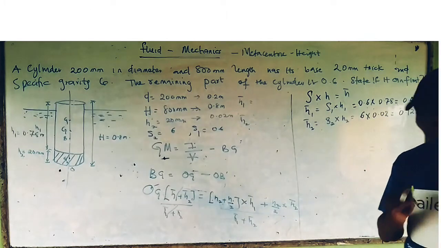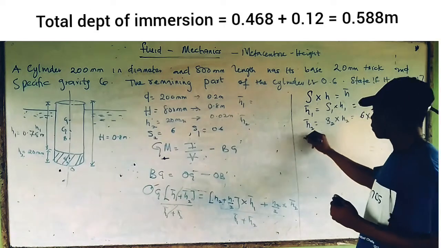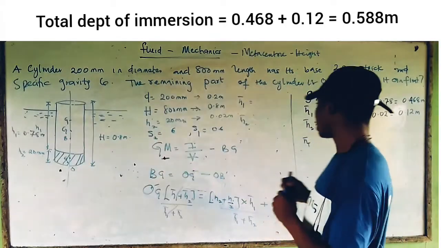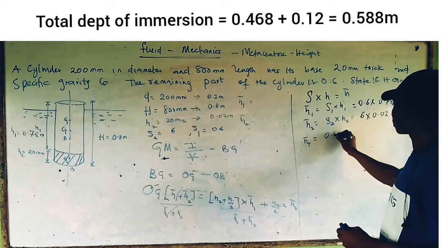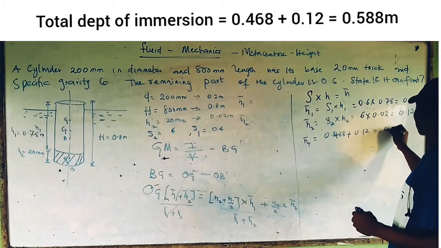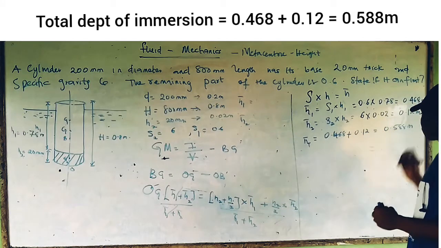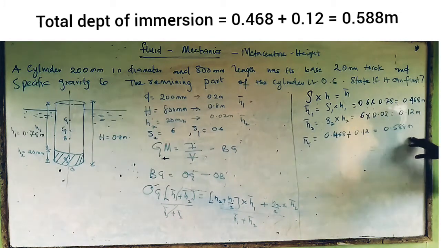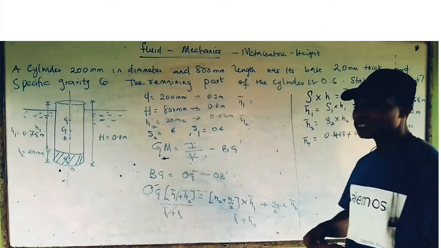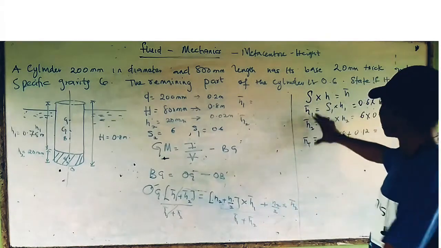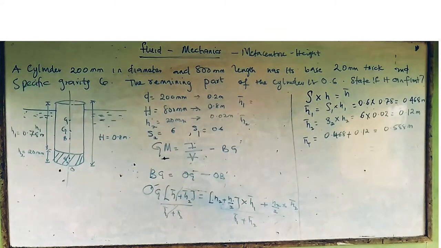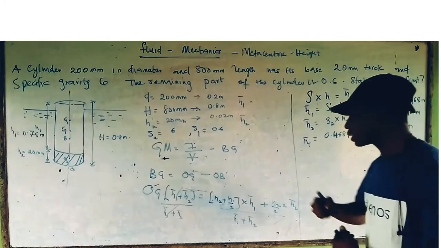So to get the total depth of immersion, let's call it H total. That is the total depth of immersion of the whole cylinder. We have 0.468 plus 0.12, which is equal to 0.588 meters. This is the total depth of immersion of the whole cylinder. But that's not what we are looking for. We are looking for OG. So since we have the depth of immersion, we can easily substitute it here in the equation. So basically OG is what?